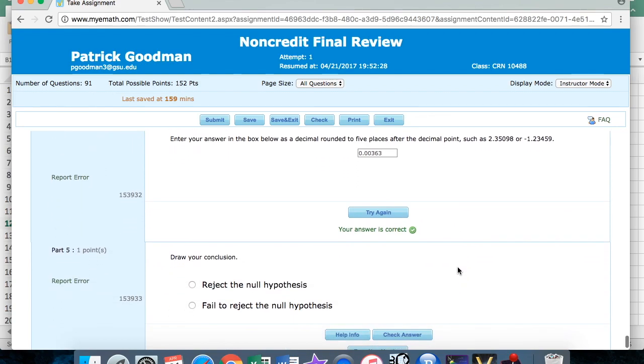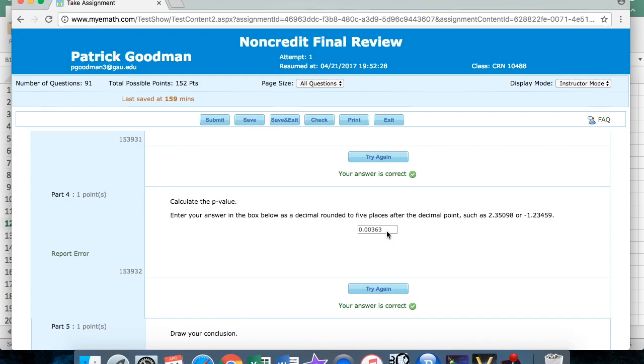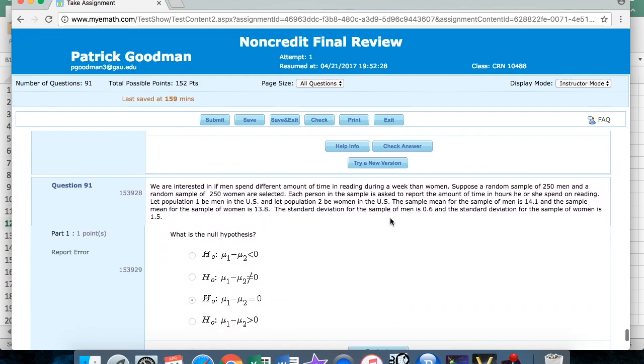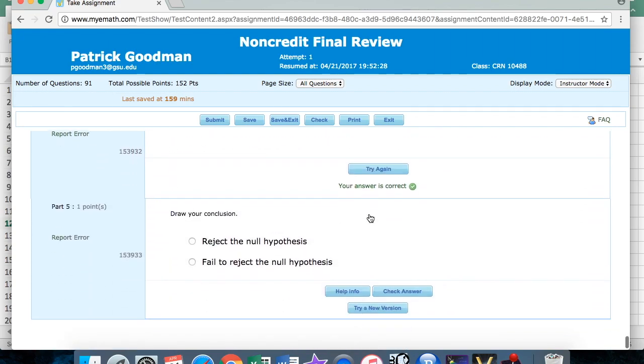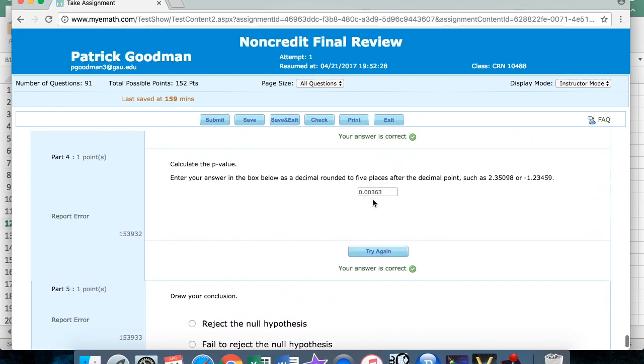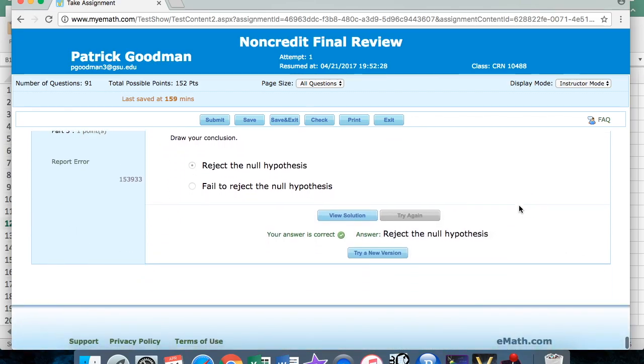And there we go. So then my p-value is less than 1%. So I'm going to reject it at any level. I think alpha is usually 0.05. They don't tell me. But it's smaller than 0.05 and it's smaller than 0.01. So I'm going to reject the null hypothesis. And there you go. All right, so that's it.